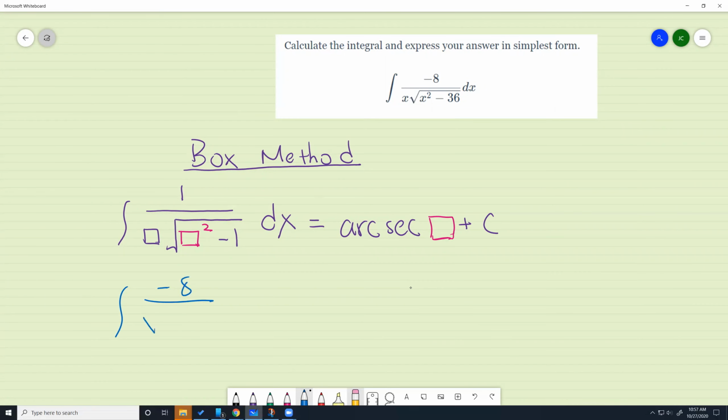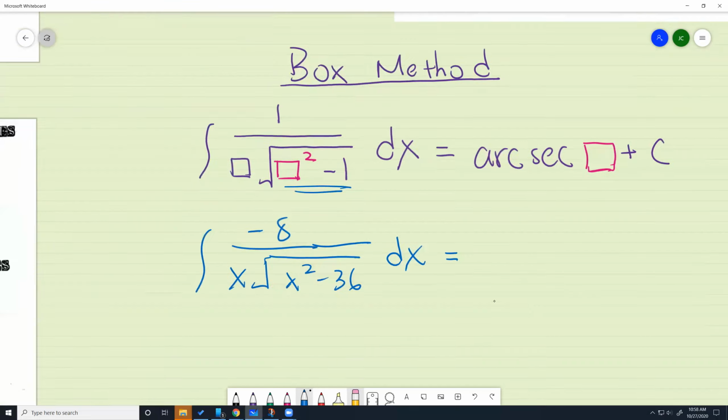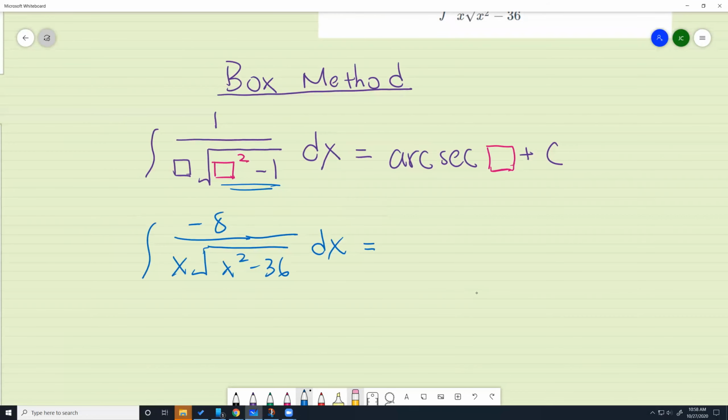-8 over x square root x squared minus 36. Our goal is to make the inside of the square root in a box squared minus 1 pattern. Right now it's x squared minus 36. So what are some things we can do to make sure we get a -1 here? The only thing you can do is to factor out the 36 inside the square root. I'm also going to factor out the -8 because it's just positive 1 on top. So we get 1 over x.